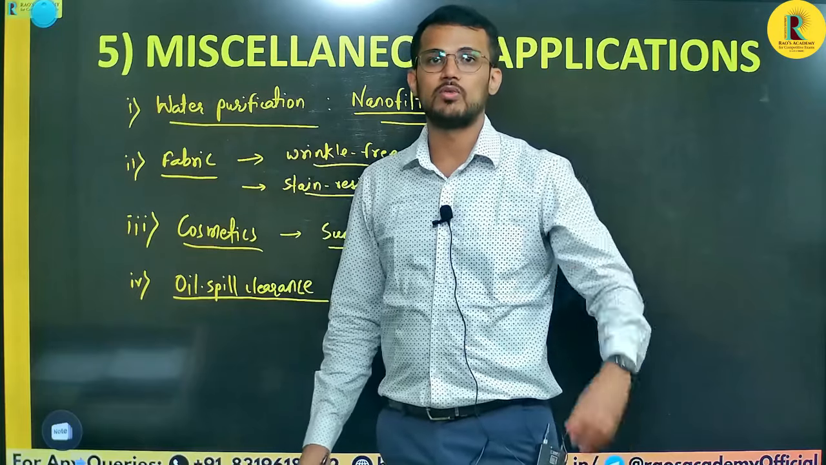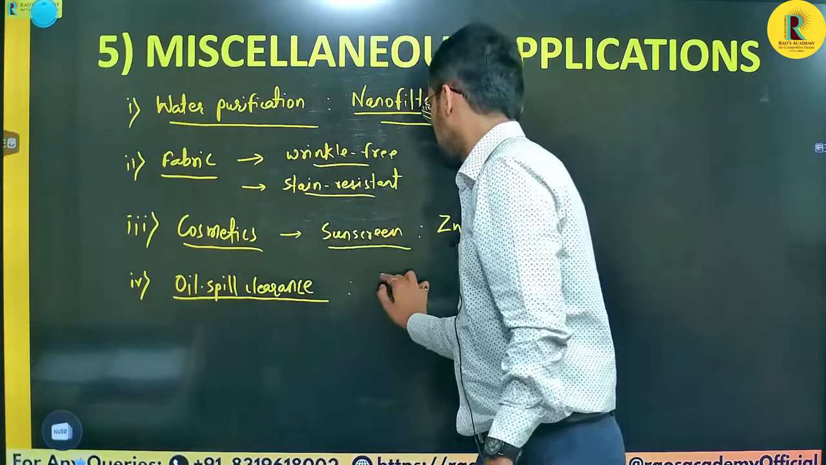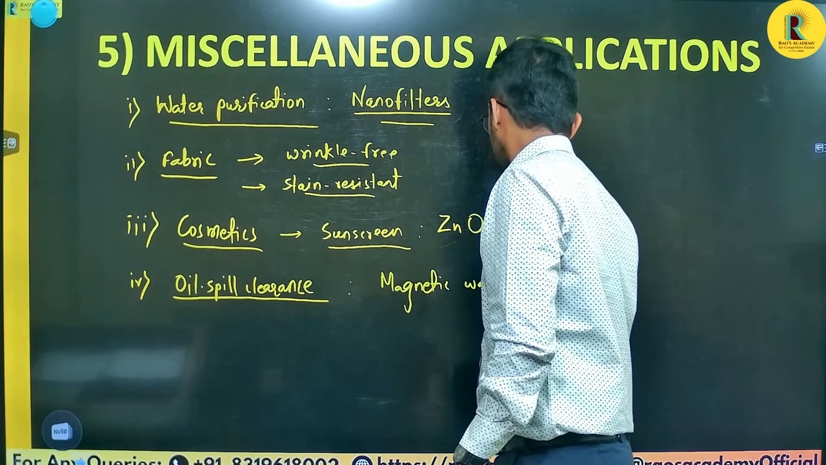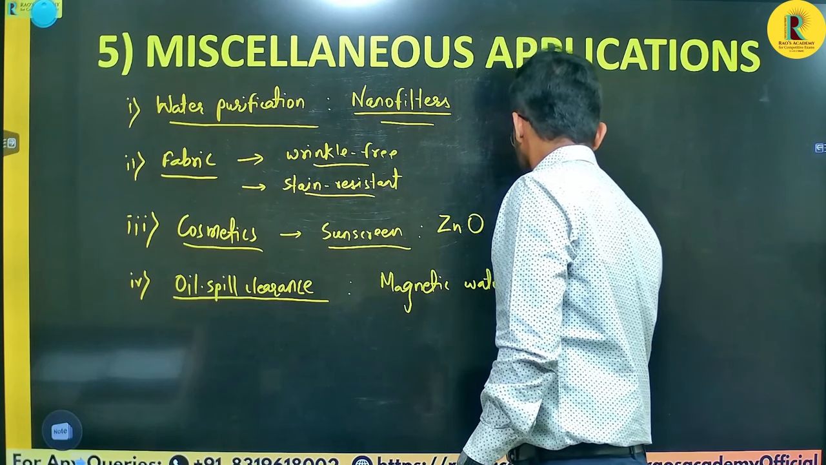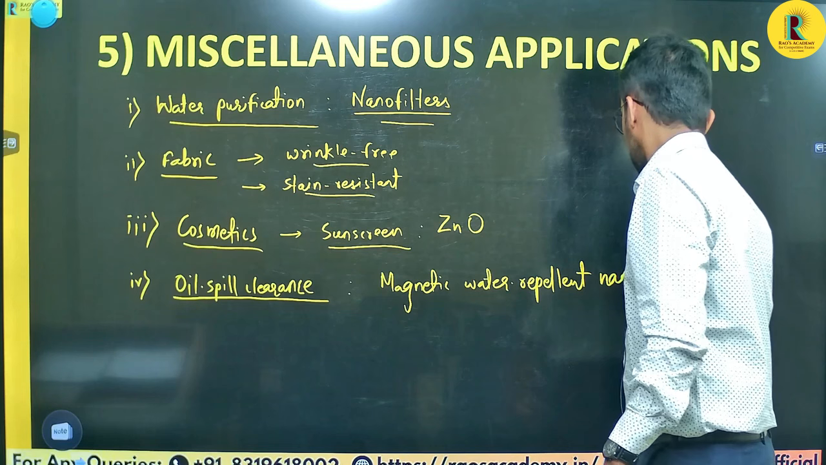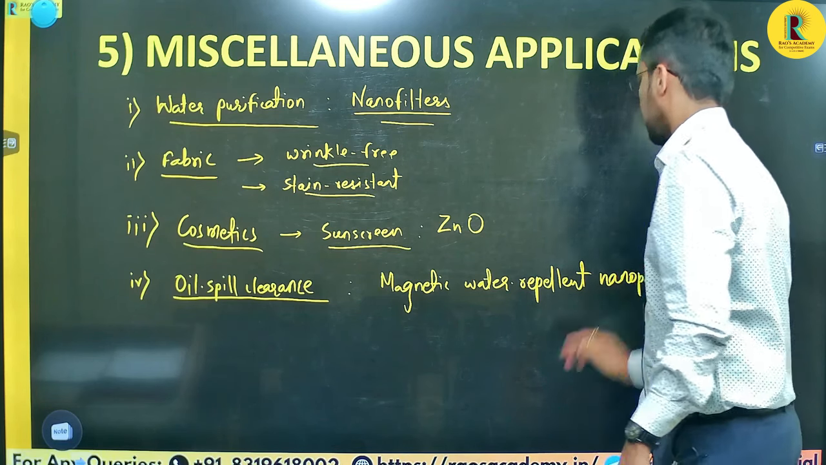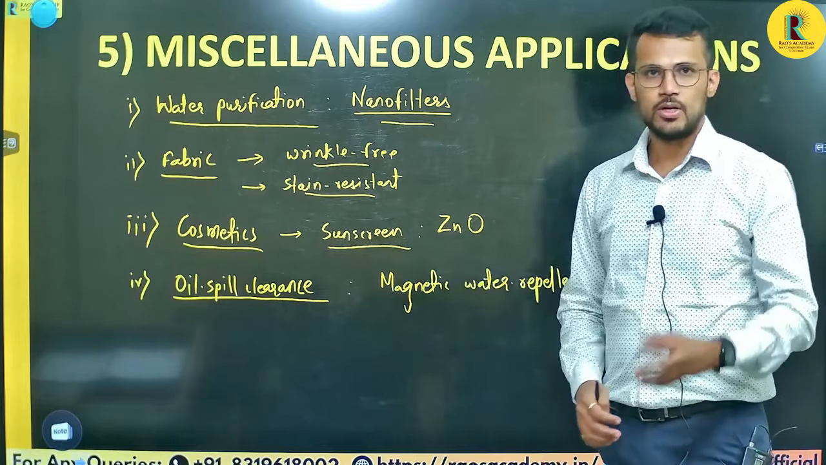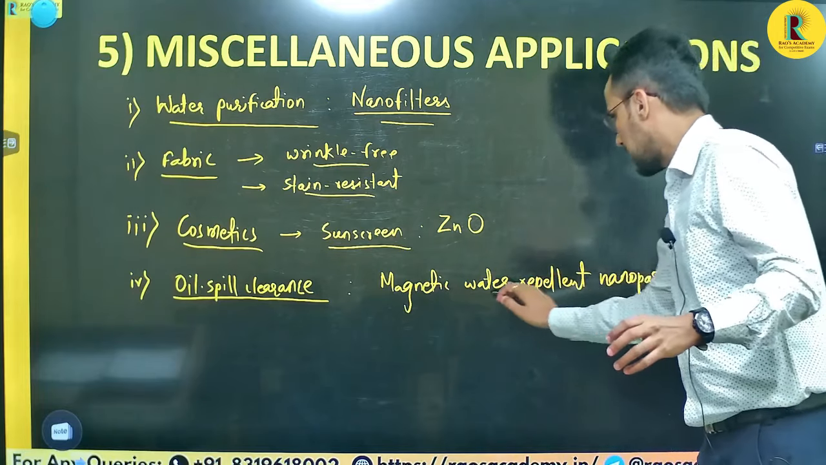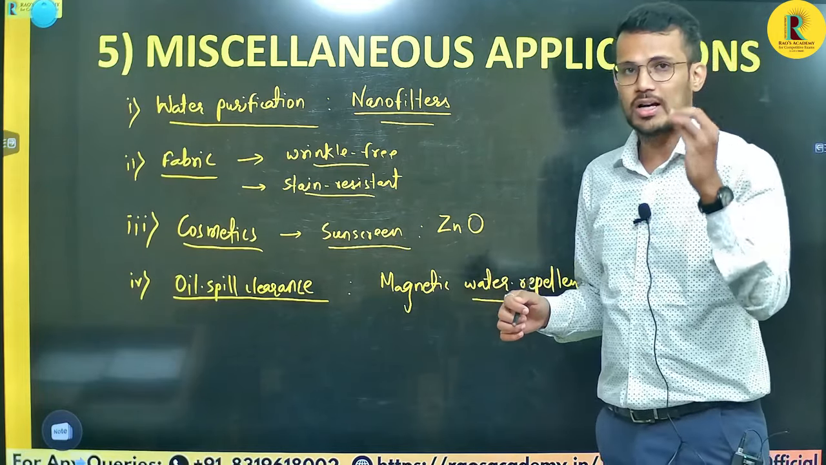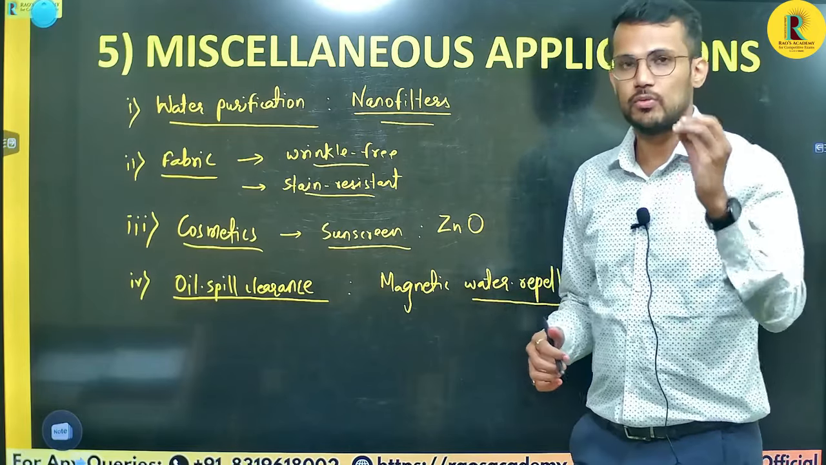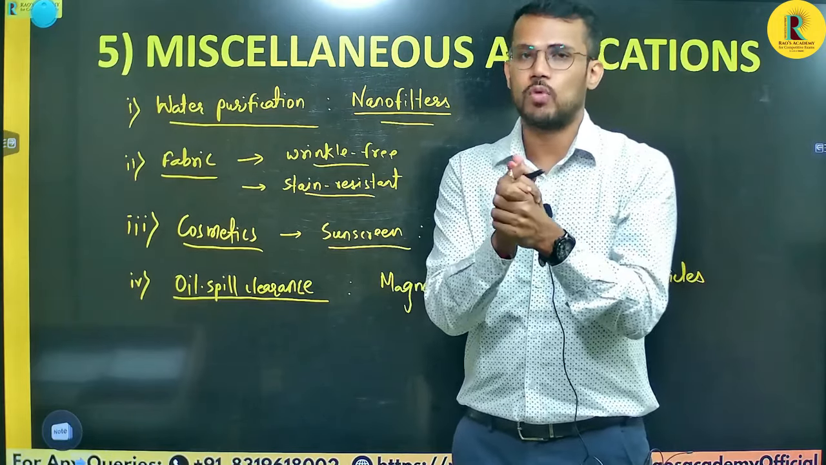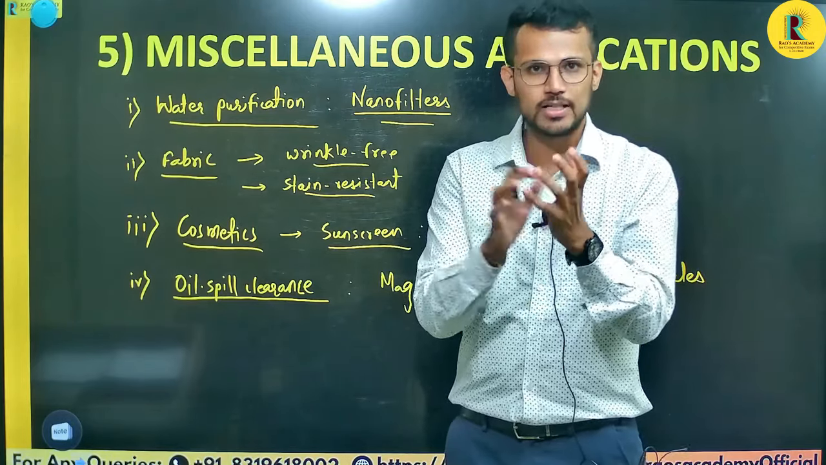And to address this oil, what we can use? We can use magnetic water repellent nanoparticles. Magnetic water repellent nanoparticles can be used in order to clear this oil spill, right? So as these nanoparticles are water repellent, they will not attach themselves to water molecules. They will attach themselves to oil. As they attach themselves to oil, they would become a part of oil. That means they will make sure that oil is attached to themselves.